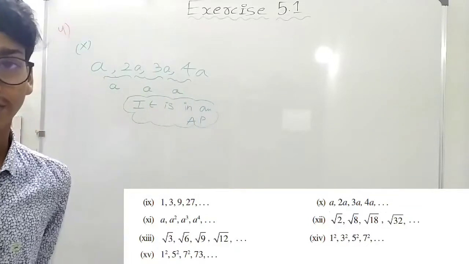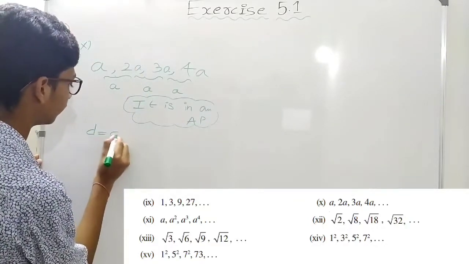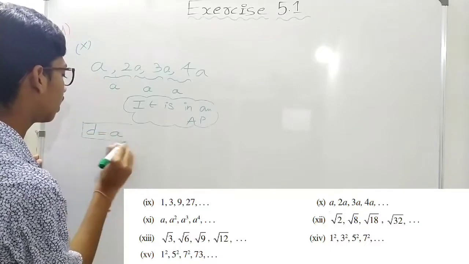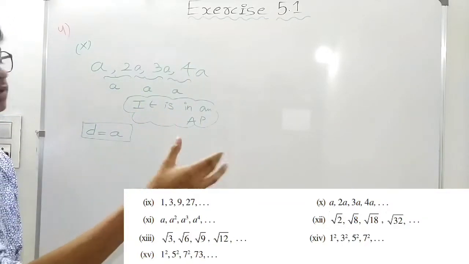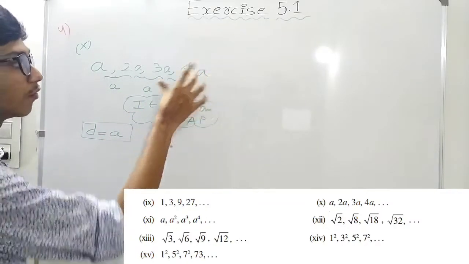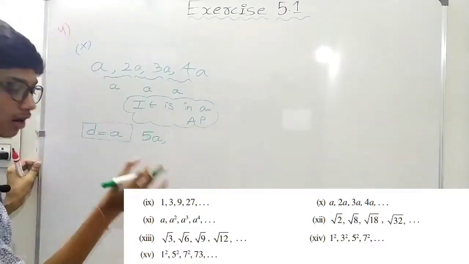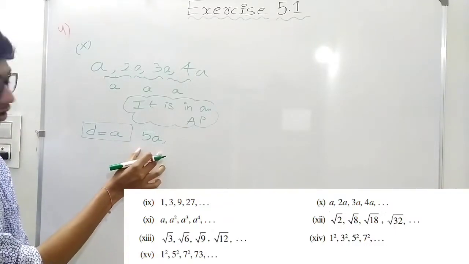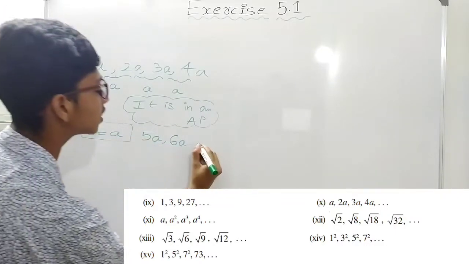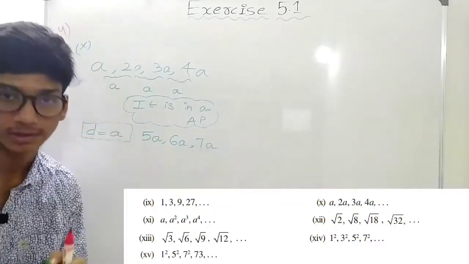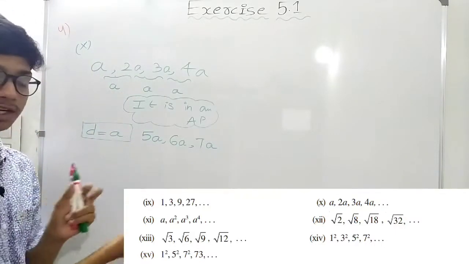What is the common difference here? The difference between any two terms, D, is A. The common difference is A. For the next three terms, I have already said to add the common difference to the last term. A plus 4A is 5A. Now this is the last term, 5A plus A is 6A. Now 6A plus A is 7A. I think you also got the common difference A and the next three terms 5A, 6A, 7A.